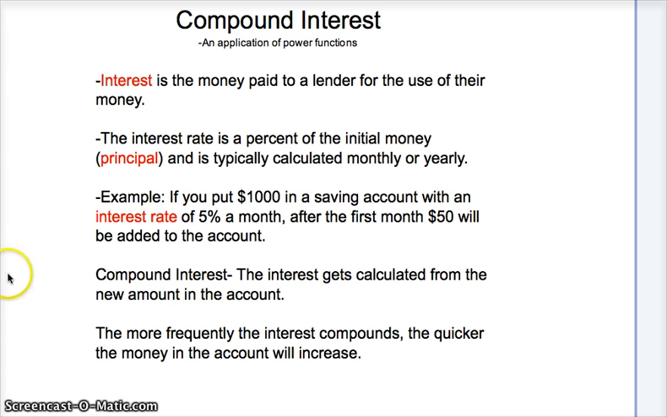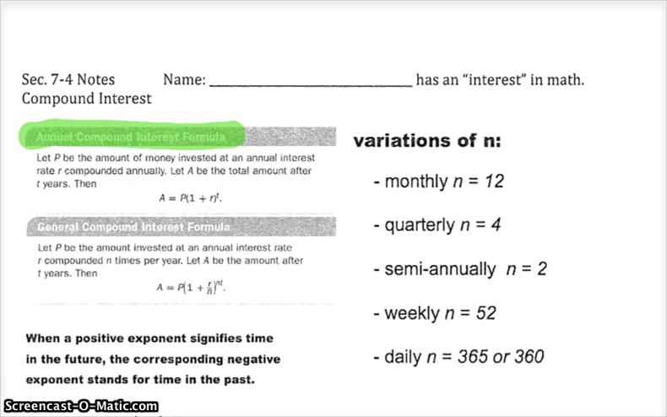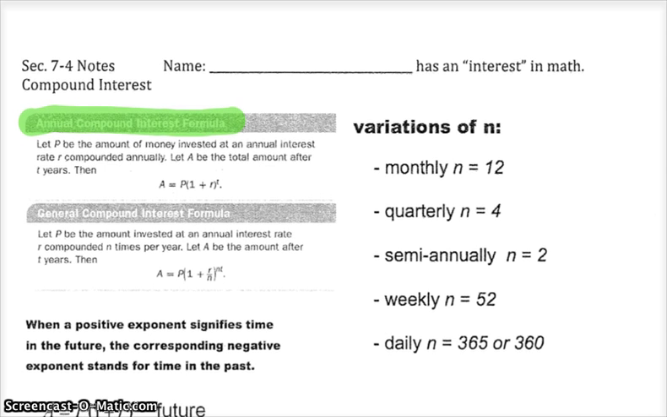Now, we can see that compound interest is an application of power functions. So the formula is a power function. First, let's look at the annual compound interest formula. This is for the case where the interest is compounded just once a year. That formula is shown up top here. You can see that it's A equals P times (1 plus R) to the T power.